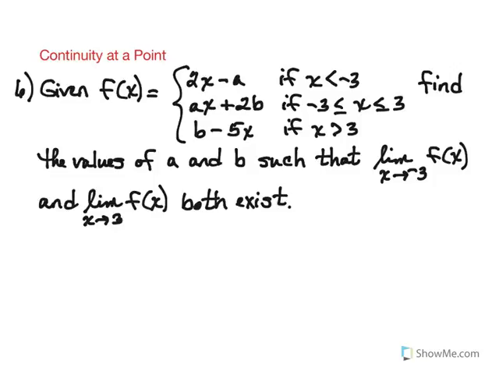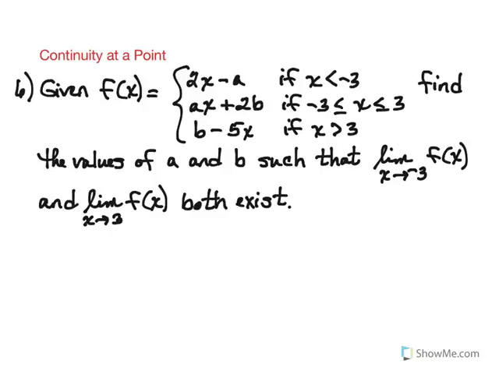Let's look at another example of a piecewise function and continuity of a function at a point, as well as a find-the-constant problem where there are now two constants to find. So this is a piecewise function, and notice how there are two limits that we want to exist: the limit as you approach -3 and the limit as you approach +3.